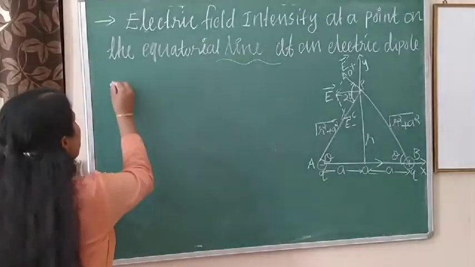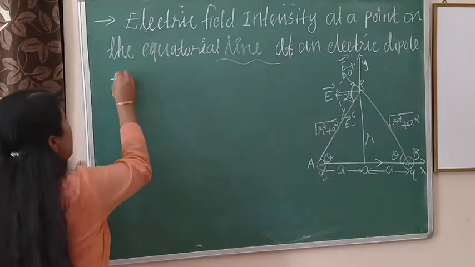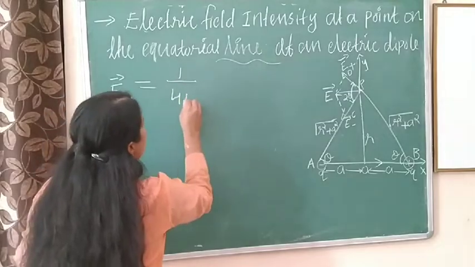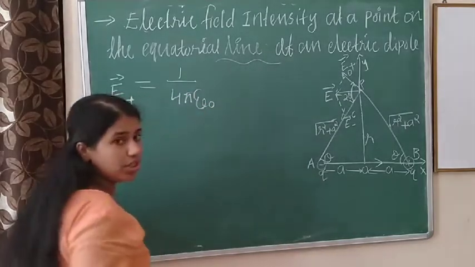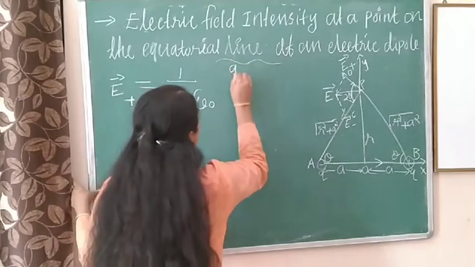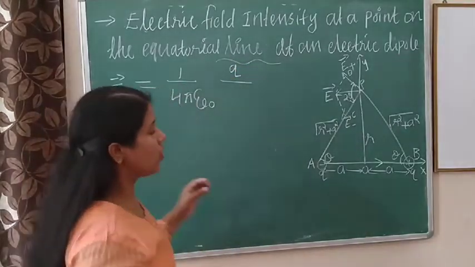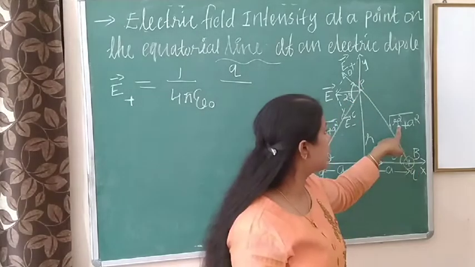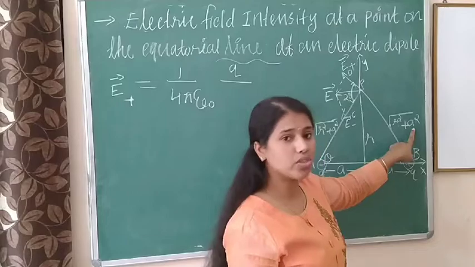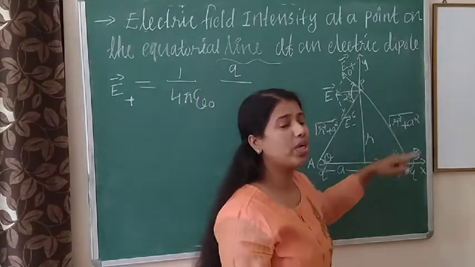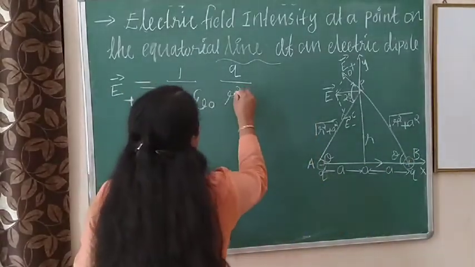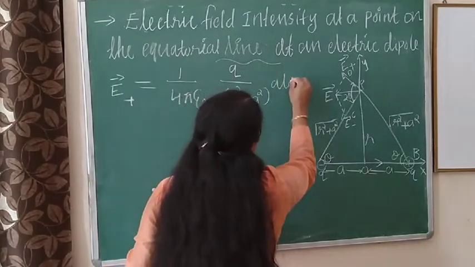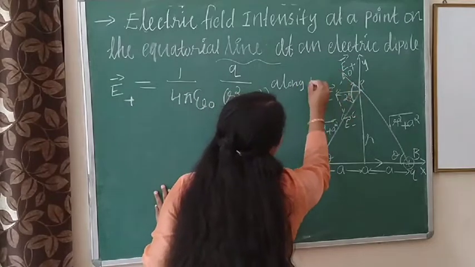Then first, the electric field intensity at point P due to which charge? Plus Q charge. That means we have to calculate E plus. Our equation is 1 by 4 pi epsilon naught, Q divided by R square. Here R means the distance from P to the plus Q charge, which is already given as root of R square plus A square. The root is cancelled by the square, so we get R square plus A square, along PD.